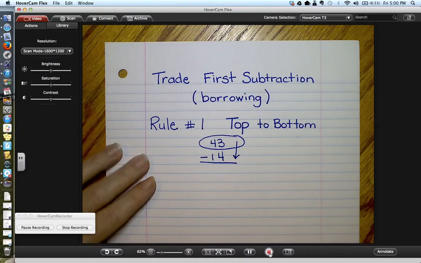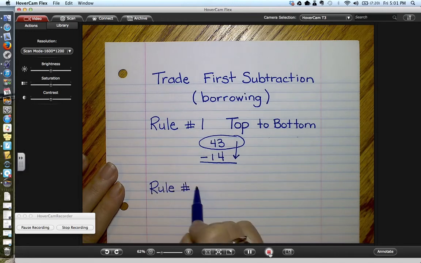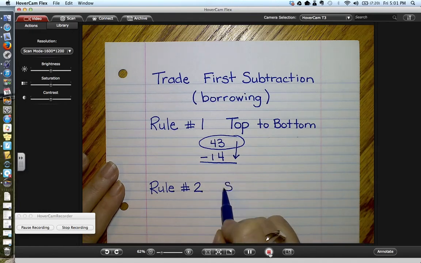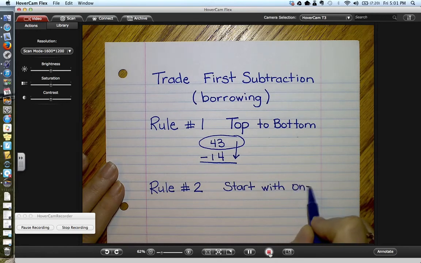When you're ready for rule number 2, I'm going to write that down here. There's another important rule. Rule number 2. Just as important as going top to bottom, we have to always start with ones. I'm going to underline that because that's important. You need to start in the ones place. You never begin subtracting in the tens place or the hundreds place. Always start with the ones. Rule number 2, start with ones.